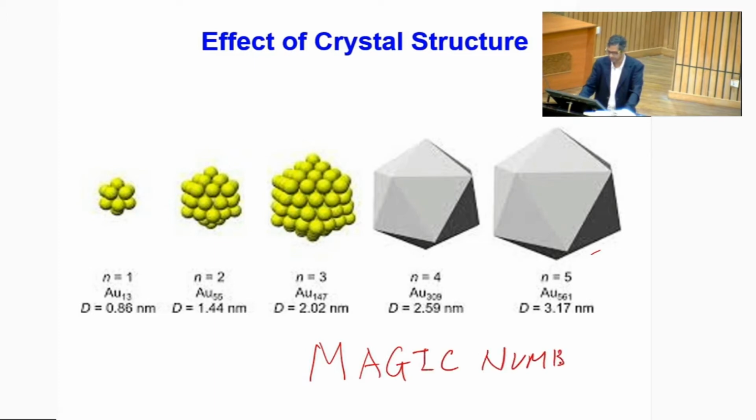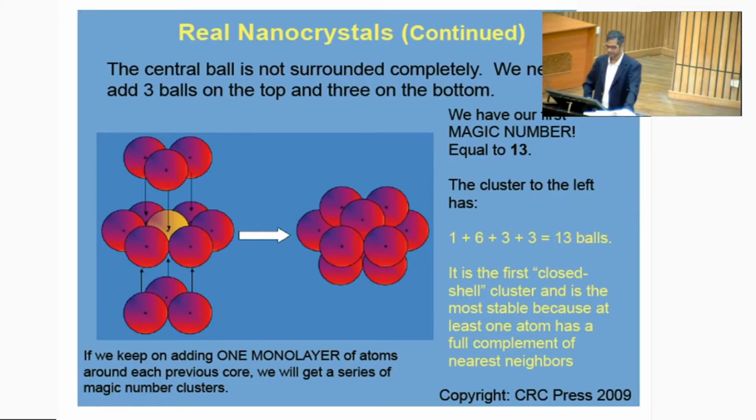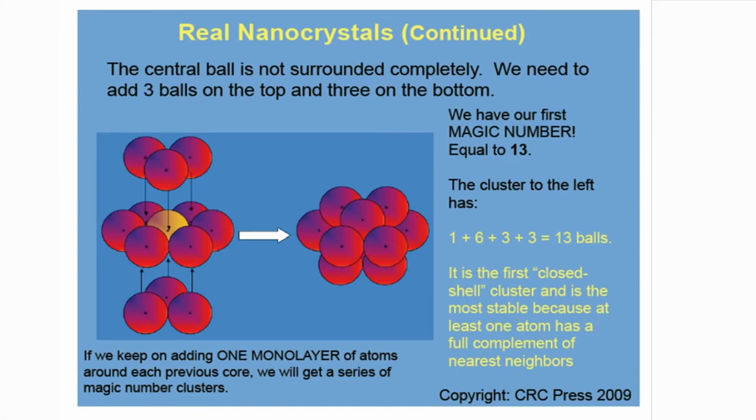This is a very important concept. It is present in chemistry, physics, even for electronic structure also. Let me explain how it is possible. If you consider a single layer, the one atom, the central ball here, the yellow color ball, is surrounded by six pink color atoms. And then you can put on the top three atoms, and the bottom three atoms. That's from the FCC structure ABC. So you have basically 1 plus 6 plus 3 plus 3, that's 13 balls.